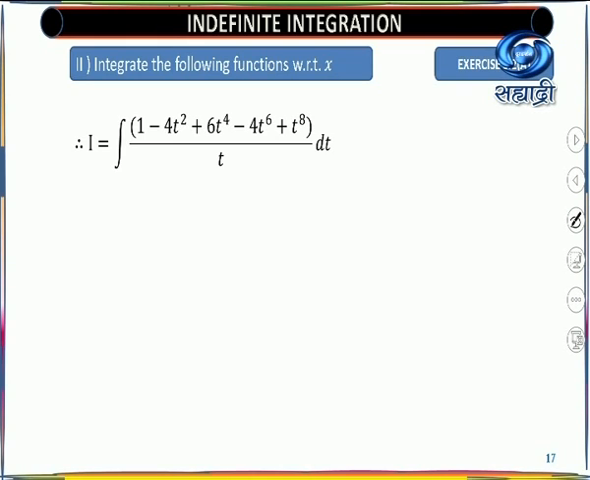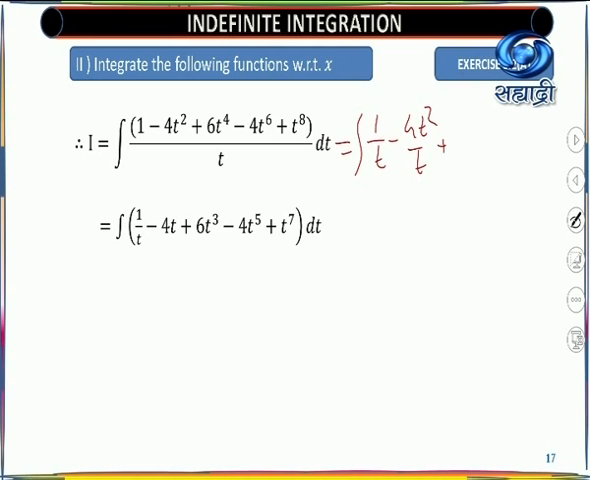So (1 minus 4t square plus 6t raised to 4 minus 4t raised to 6 plus t raised to 8) upon t. Now separate the denominator. Separation says that it is 1 upon t minus 4t square upon t plus 6t raised to 4 upon t minus 4t raised to 6 upon t plus t raised to 8 upon t dt.